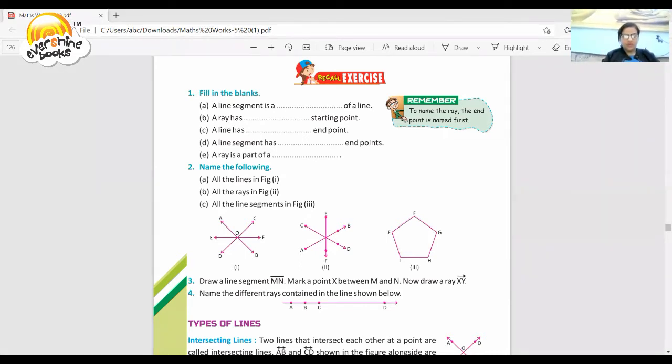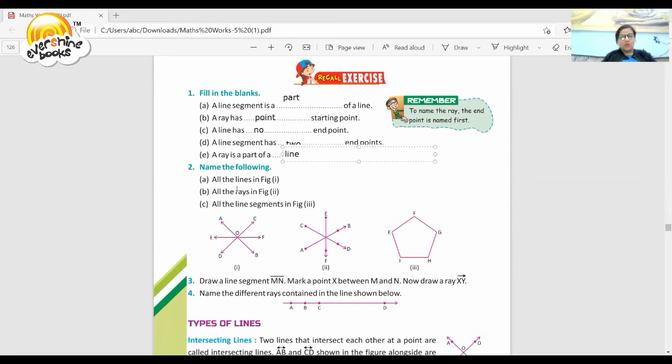P-A-R-T. A ray has a starting point. A line has no endpoint. A line segment has two endpoints. A ray is a part of a line.